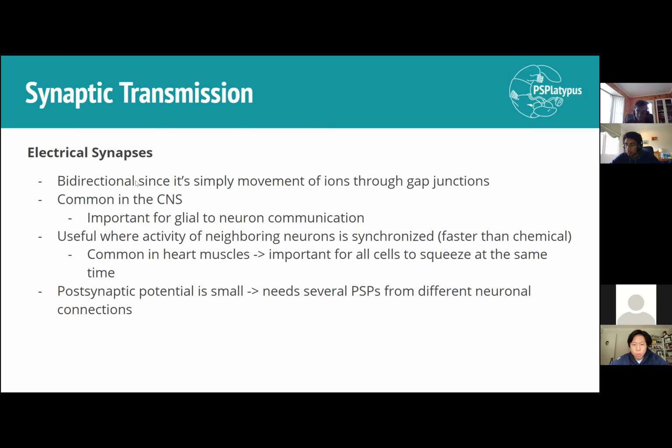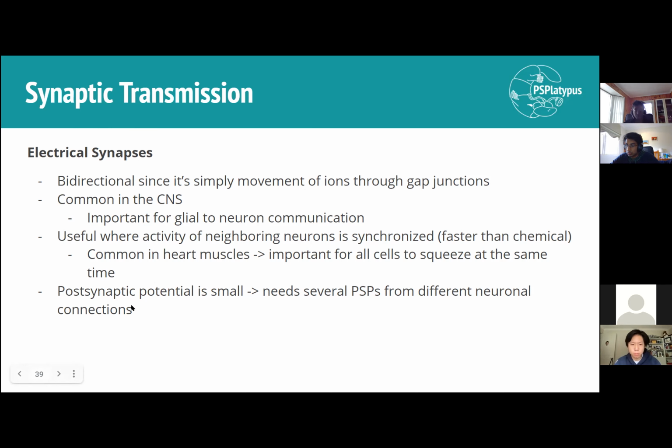The reason I say it's bidirectional is because it can go either way. So if one axon is moving in one direction, it doesn't mean that it can't continue propagation through a gap junction. But chemical synapses don't allow for bidirectional flow. So electrical synapses are important and common in the central nervous system. It's important for glial to neuron communication. It's especially useful where the activity of neighboring neurons needs to be synchronized because it's faster than chemical. And this is seen in heart muscles because it's important for all cells to squeeze at the same time to get the ringing action the heart needs.